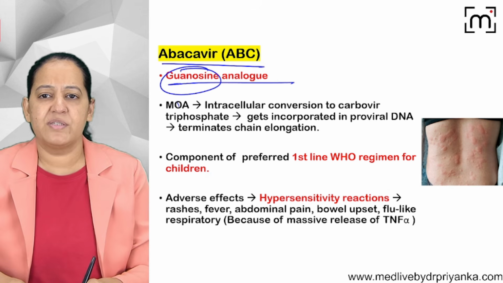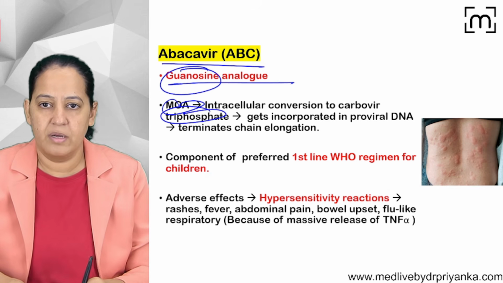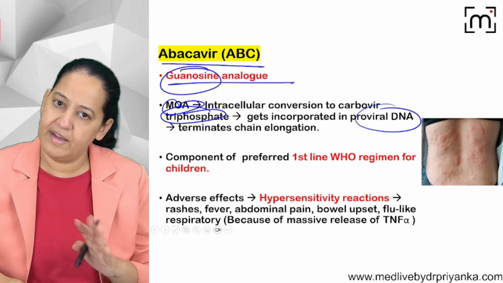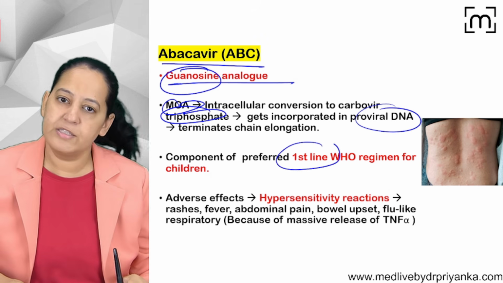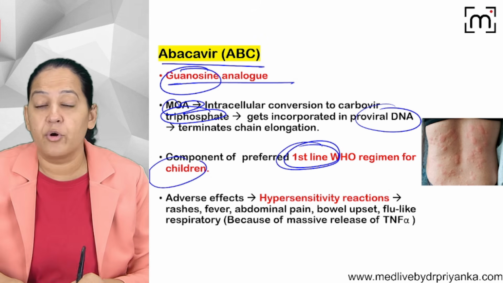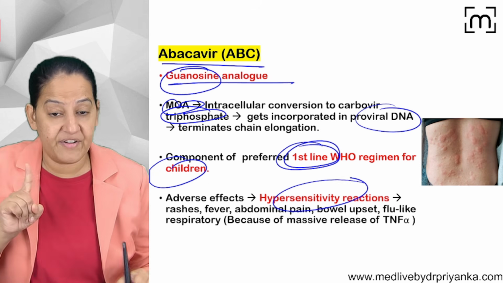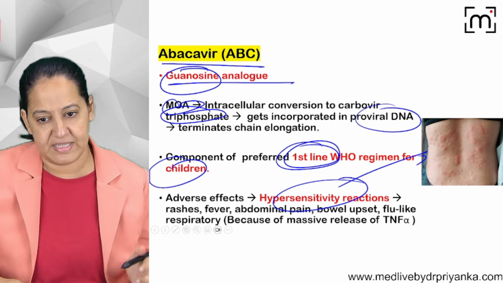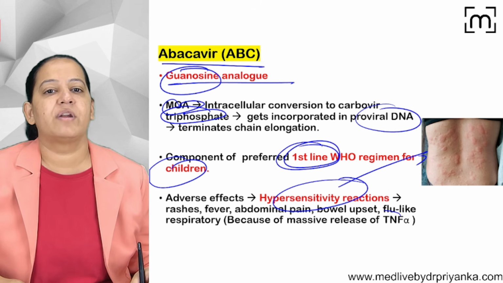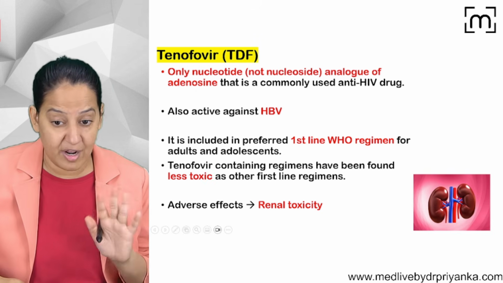The mechanism of action is the same. Its triphosphate form gets incorporated in the viral DNA and terminates the elongation. It is used in the first line regimen in children, not in adults. The most important side effect is severe hypersensitivity, because of massive release of TNF alpha. Okay, these all are your MCQs.